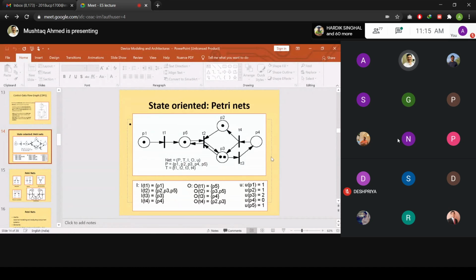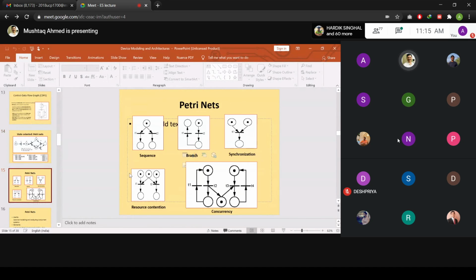So there are various types of stages that can be expressed in the Petri net. One is the sequence type of operations, and the branch type of operations, so that if a certain token operates, then it has to move to another position where the decision has to be taken. This one is a synchronization, where two different operations can take place, and they perform those operations after triggering.